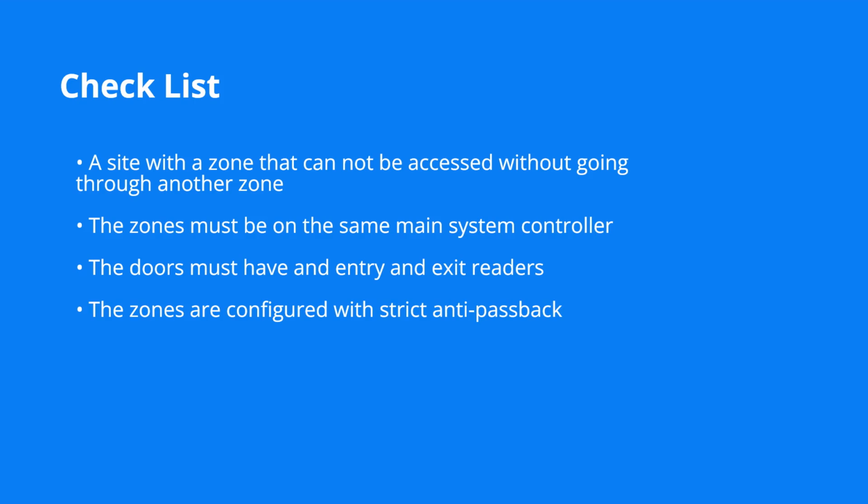Ensure that you have a site with a zone that cannot be accessed without going through another zone. Confirm that both zones are on the same main system controller. Make sure that each door is equipped with both entry and exit readers. Finally, ensure that the zones are configured with strict anti-passback.